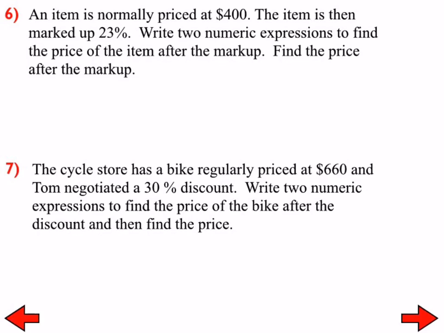So I want you to first write the 2 numeric expressions for number 6 and number 7, and then find the answer to both of those. And once again, for mark up, we're marking the price up. We're extending it out, if we want to think of it that way. For a discount, we're marking the price down or taking some away from it.